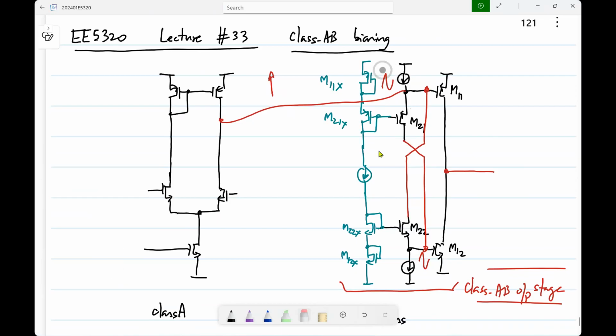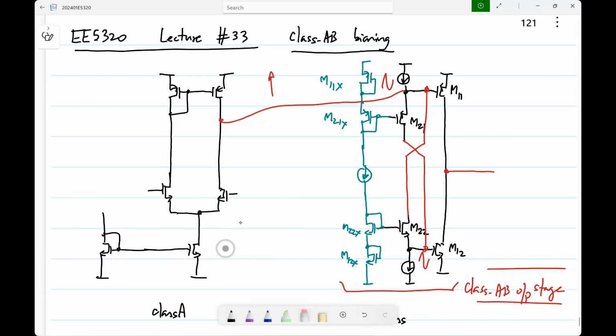I mean, it can be scaled versions, right? Normally, if you have a current mirror, you don't waste current. This branch will be a scaled version of this. If you want 10 milliamps here, you won't be wasting 10 milliamps in the current source. You may use only 100 microamps and then multiply it by a factor of 100.